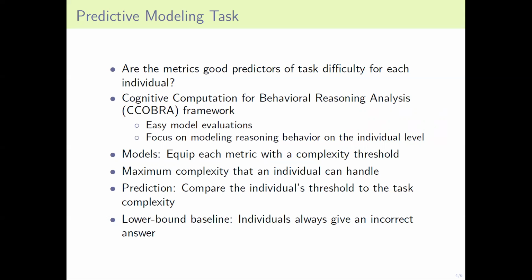When a model is queried for a prediction, it compares the individual's threshold to the task complexity according to the metric. If the complexity is too high, then it is predicted that the individual will not solve the task correctly. As a performance lower bound, we implemented a baseline model which always predicts the participant to give an incorrect answer.